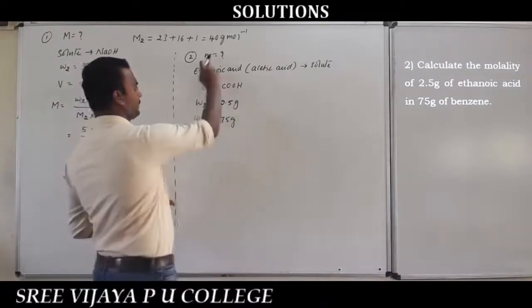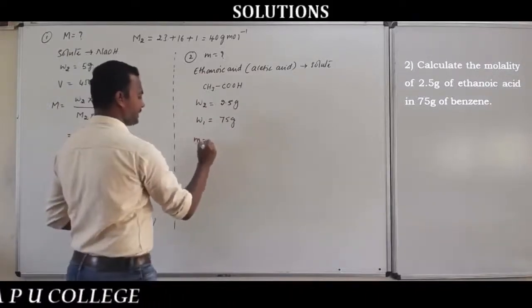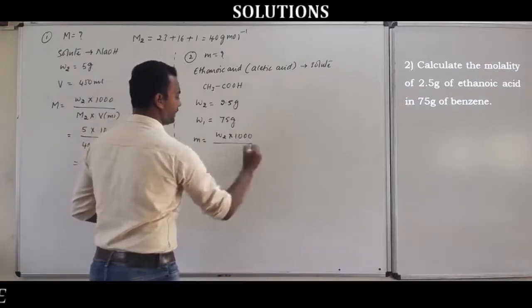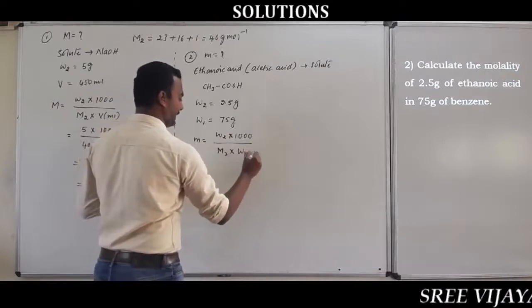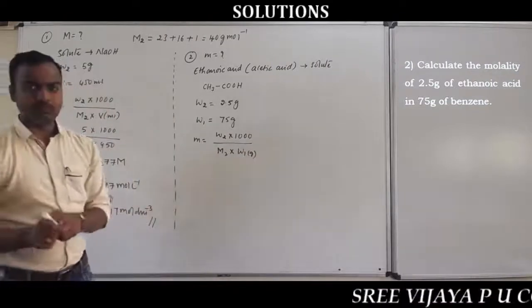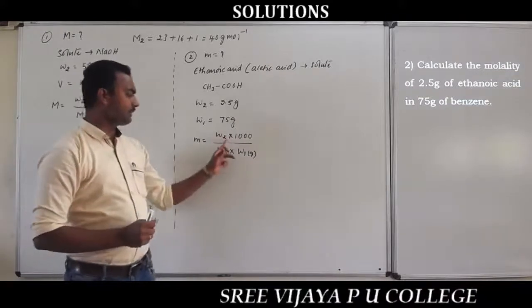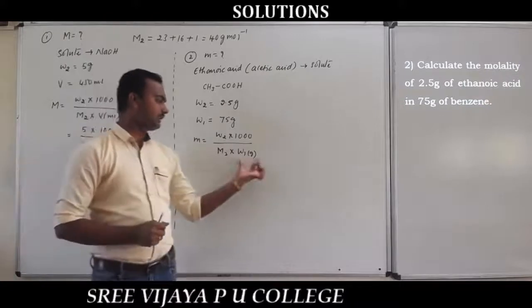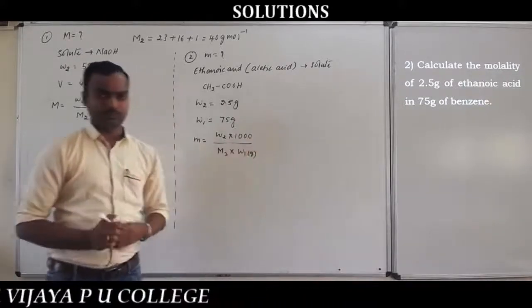So what is the formula to calculate the molality? Molality small m is equal to W2 into 1000 divided by capital M2 into W1 in grams. That is number of moles of solute, W2 by M2, mass of solute divided by molar mass of solute, dissolved in 1 kg of solvent, that is mass of the solvent taken in grams. So we multiply by 1000 to match the mass unit.